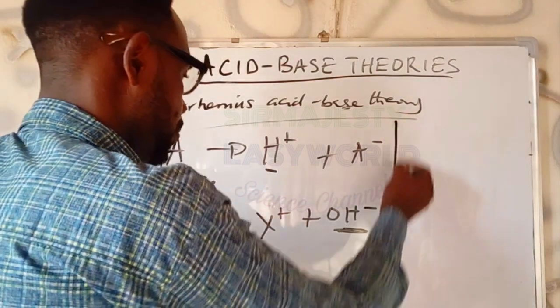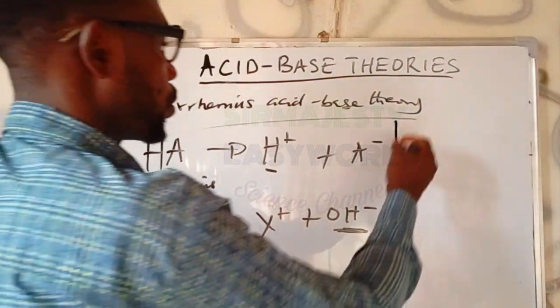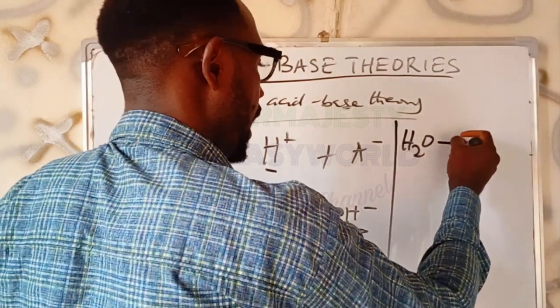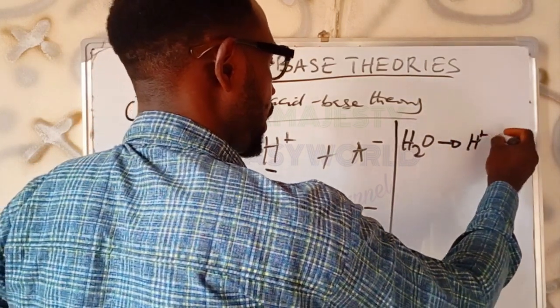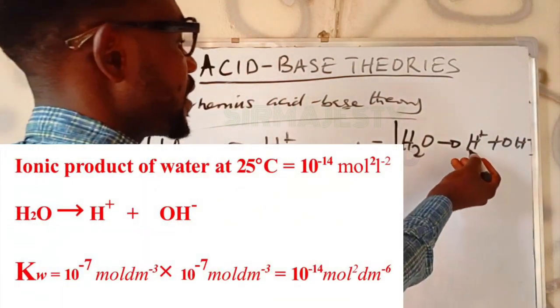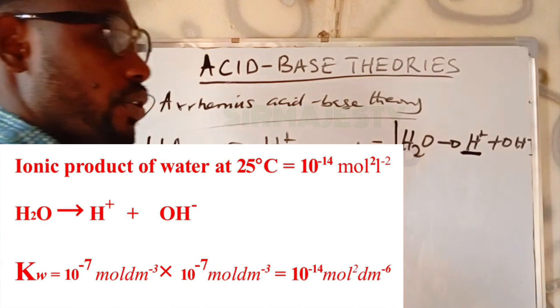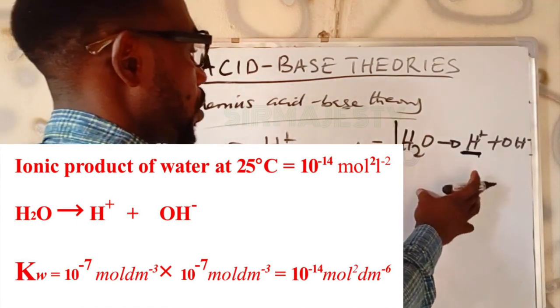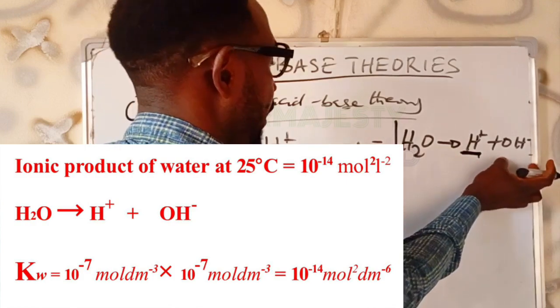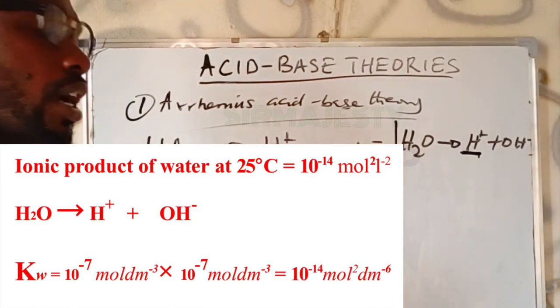Since his definition is based on aqueous solutions, we need to understand that water is self-ionizing, meaning water ionizes naturally into hydrogen ion and hydroxyl ion. So an acid is anything that will increase the concentration of the hydrogen ion in water, and we need to understand that in water there is an equal concentration of hydrogen ion and hydroxyl ion.